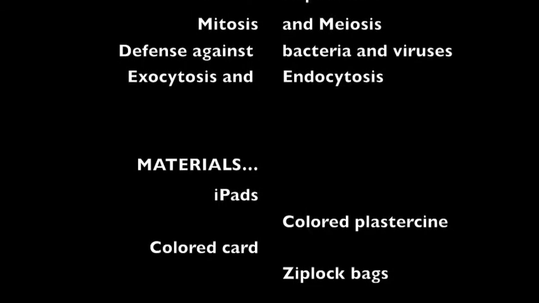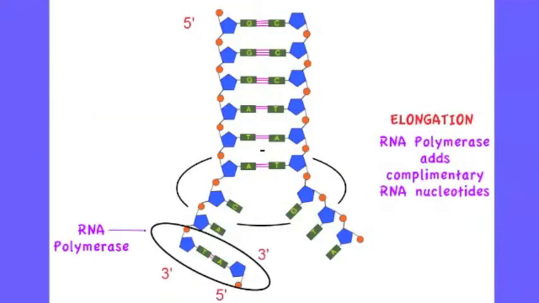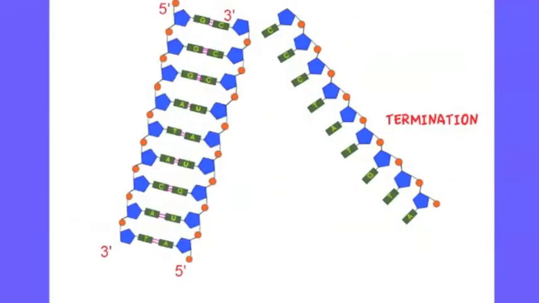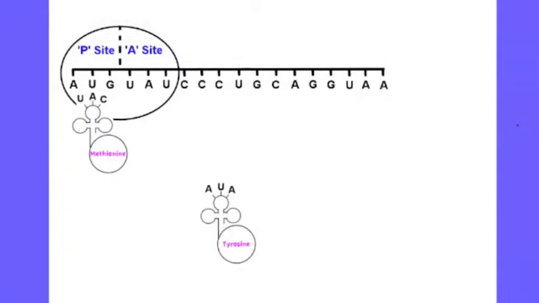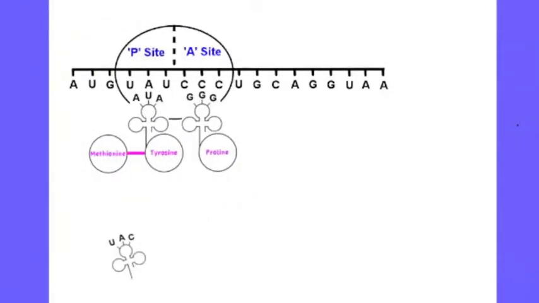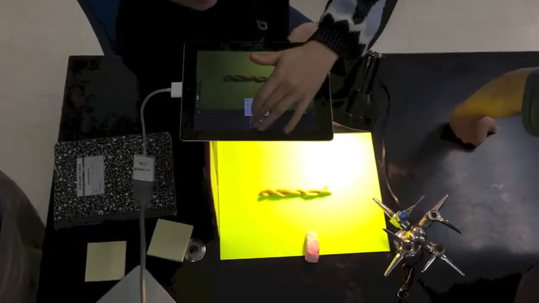In preparation, it's useful to have colour plasticine, colour card and Ziploc bags for the students to store their models in. To start with, I provided the students with the theory regarding the process they were to learn. In this case, it was protein synthesis, transcription and translation. So they did this during class, and they also watched the videos on my YouTube website for their assignments as homework.